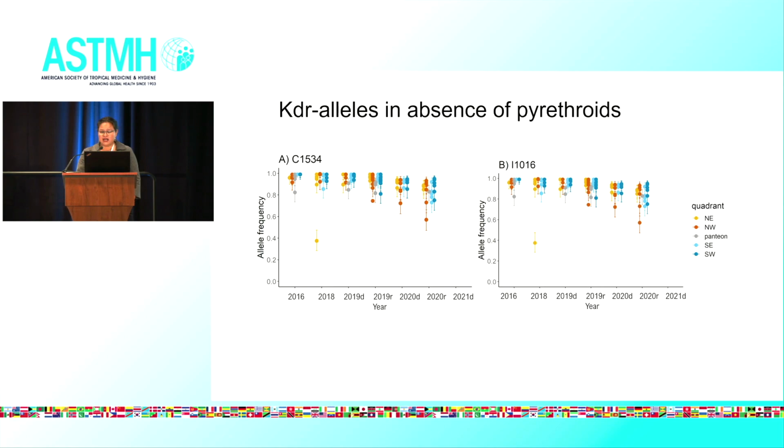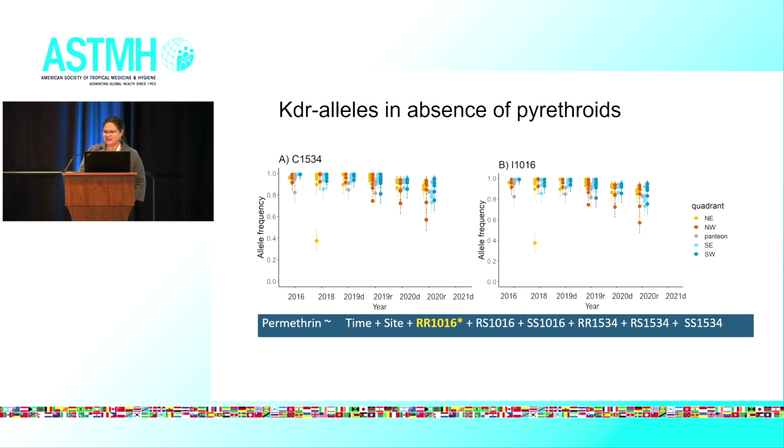When we check the KDR alleles in the absence of pyrethroids, we check cysteine 1534. Also, in 2016, we selected the mutation. The resistant mutation is almost fixed in all of the populations, and slowly and gradually, these frequencies start to decline. I apologize, because for isoleucine it is a different response. For isoleucine 1016, we saw that the KDR frequencies were maintained between 0.4 and 0.8, and they didn't move. They were very heterogeneous, but they didn't show a trend to increase or decrease.